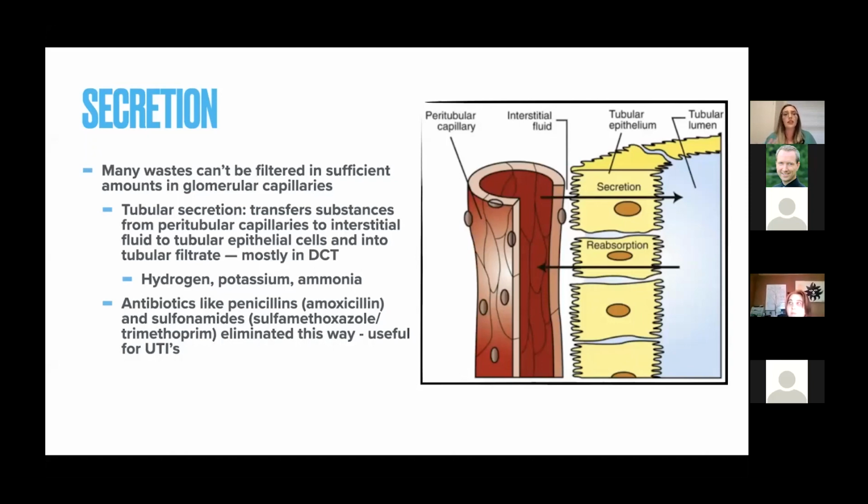Antibiotics like amoxicillin or clavamox or penicillins and sulfonamides are actually eliminated this way. So this is why they work fairly well when pets have UTIs. So a fun little tidbit.